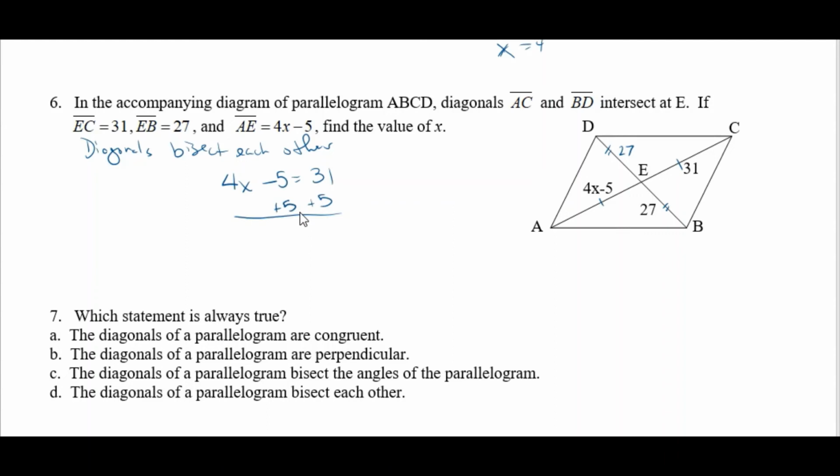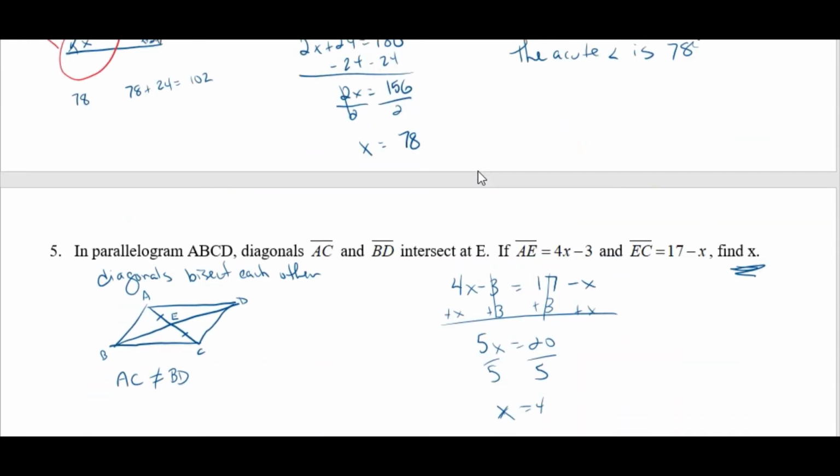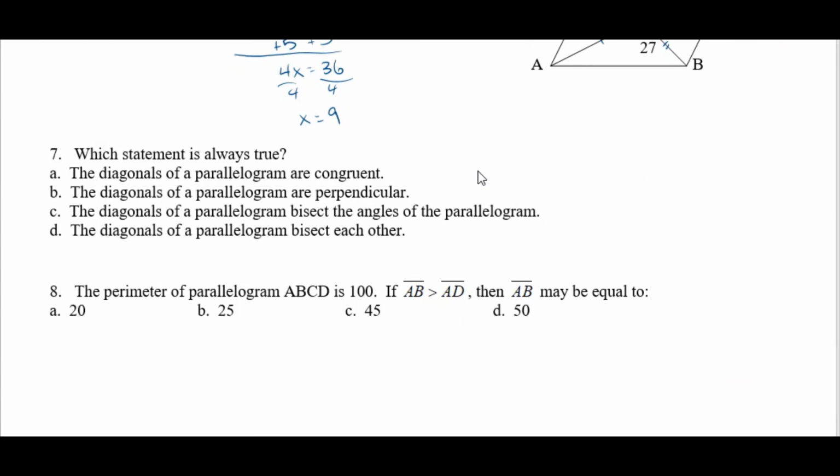Okay, add the 5 to both sides to get the x by itself. So undo that addition and subtraction first. 4x equals 36, and then get rid of that 4 to get x by itself, and we should get x is equal to 9.